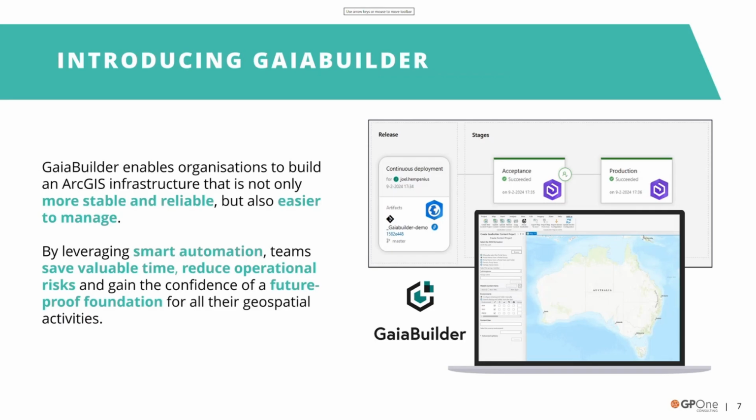At a high level, GaiaBuilder helps organizations build an ArcGIS infrastructure that is more stable, more reliable, and much easier to manage. Instead of relying on manual steps and workarounds, GaiaBuilder uses smart automation to take pressure off GIS teams. That means less time spent repeating tasks, fewer mistakes, and far less risk when changes need to be made. By automating how updates move through your environments, teams save valuable time, reduce operational risk, and gain confidence that their GIS platform is set up to support future growth, not hold it back.